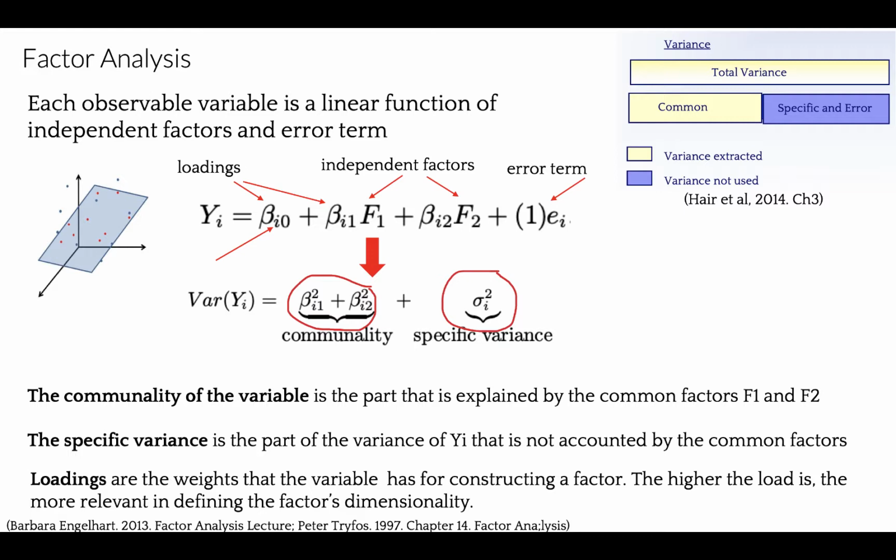Loadings are the weights that the variable has for constructing a factor, and the higher the loading is, the more relevant it is in defining the factor's dimensionality. The factor loading is a matrix which shows the relationship of each variable to the underlying factor.